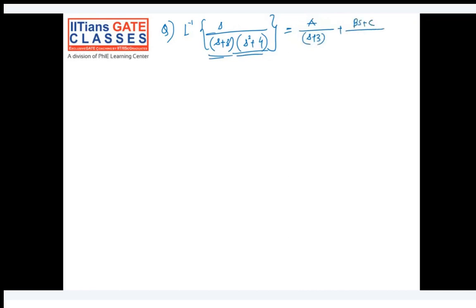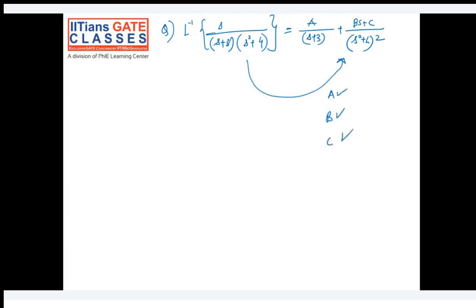Inverse Laplace of S divided by S plus 3 times S square plus 4. So here directly they have not given the roots. But here it is a polynomial and here it is a linear function. So it should be written as A divided by S plus 3 plus BS plus C divided by S square plus 4. I hope you know the rules of partial fractions. So the partial fractions of these kind of functions can be written like this. So you will get the values of A, B, and C.